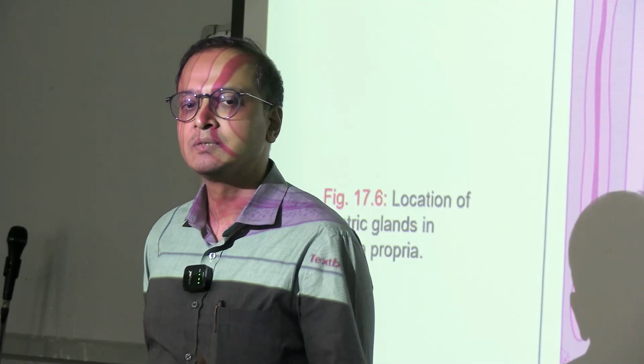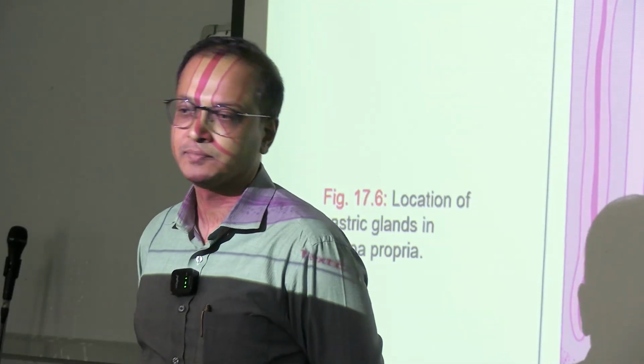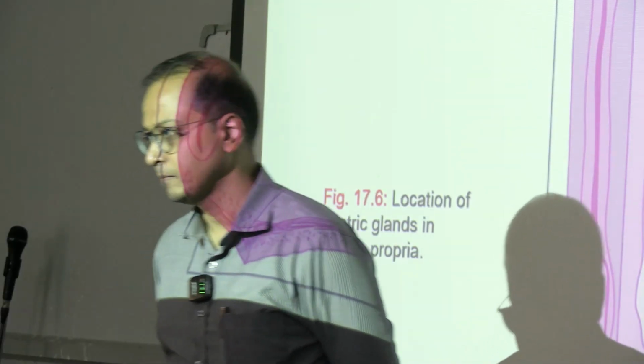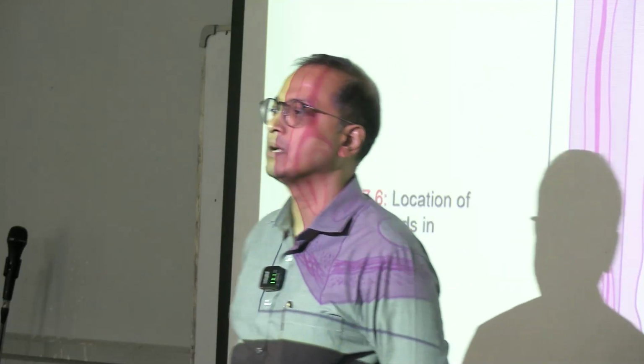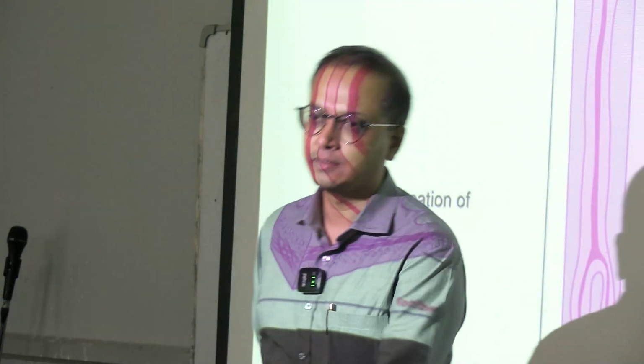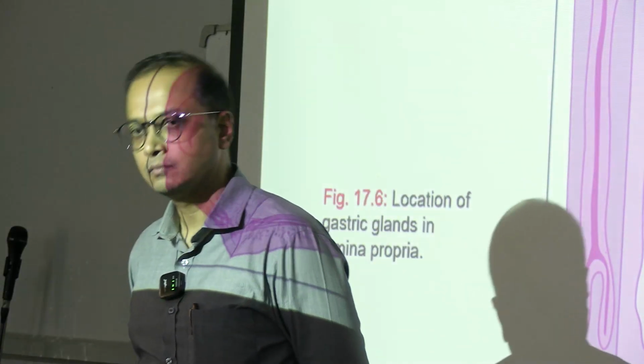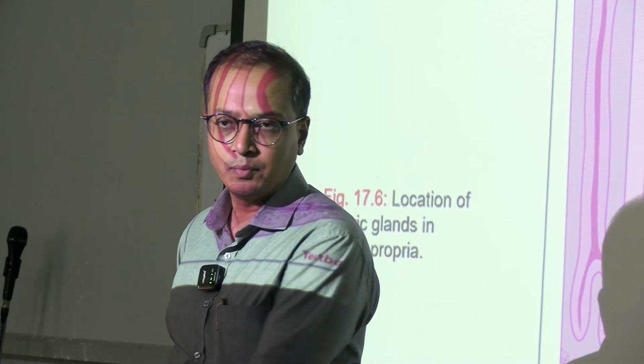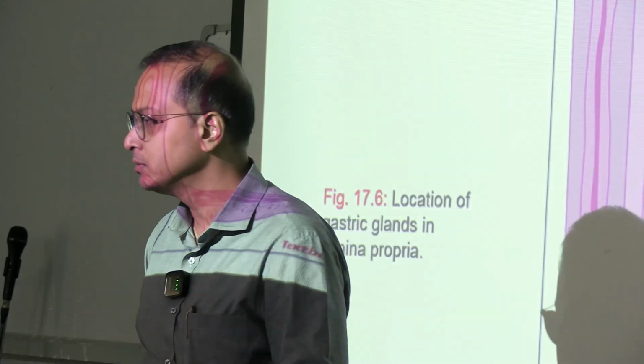Now what sub layers does the mucosa have? Now write down. Mucosa has how many sub layers? 3. What are these? Epithelium, lamina propria and muscularis mucosae. Great. So, write it down.